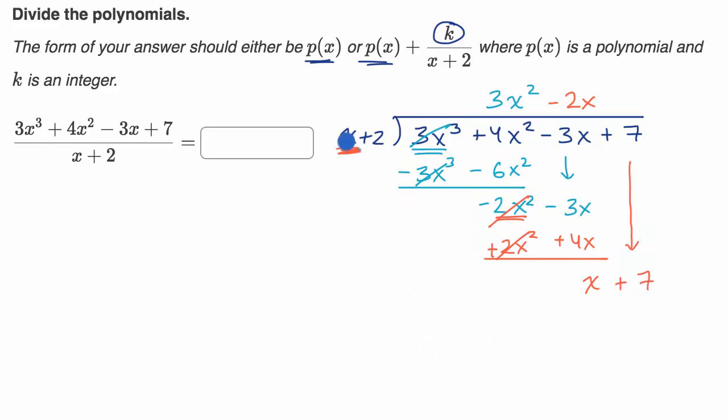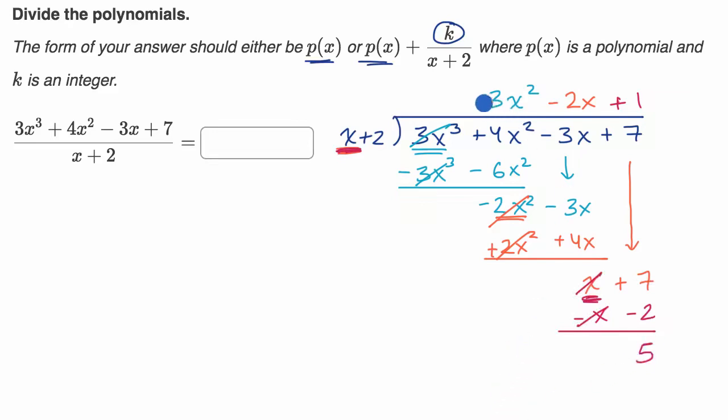How many times does x go into x? Well, one time. Actually, let me use a new color here. So how many times does x go into x? It goes one time. Put that in the constant column. 1 times 2 is 2. 1 times x is x. We want to subtract these characters. And we're left with 7 minus 2 is 5.